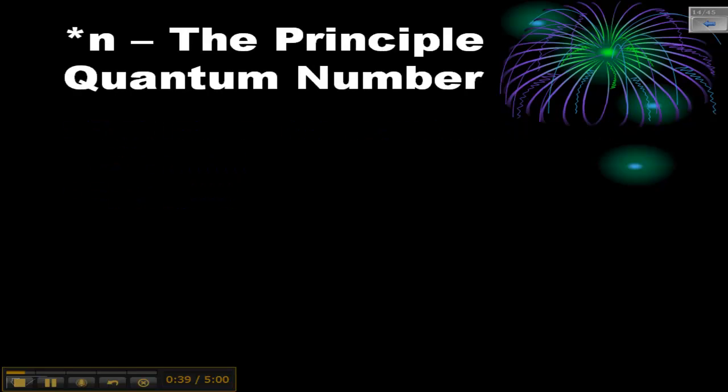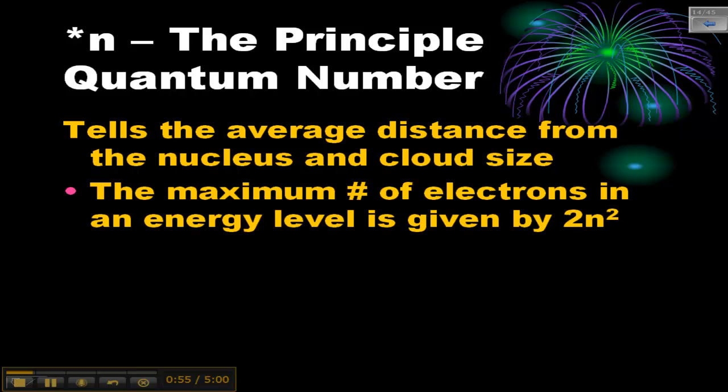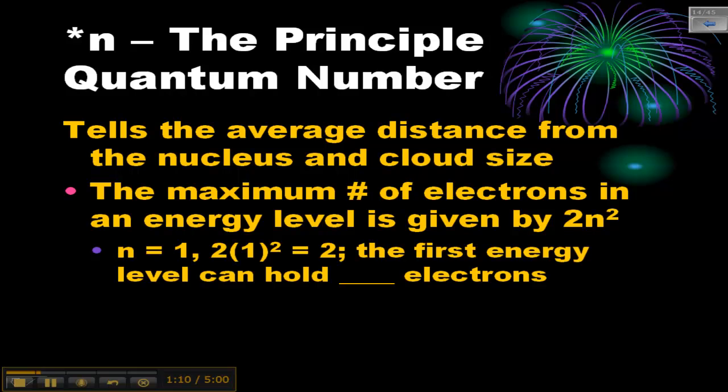So N is also called the principal quantum number, and we've seen N when we've talked about energy level in the Bohr diagrams. So this is going to tell us the average distance from the nucleus and the cloud size. So basically it tells you about how big your atom is. Now you need to be familiar with this formula. The maximum number of electrons in an energy level is 2n squared. So whatever the energy level is, you square that and then multiply the whole thing by 2 to give you how many electrons can fit in a given energy level.